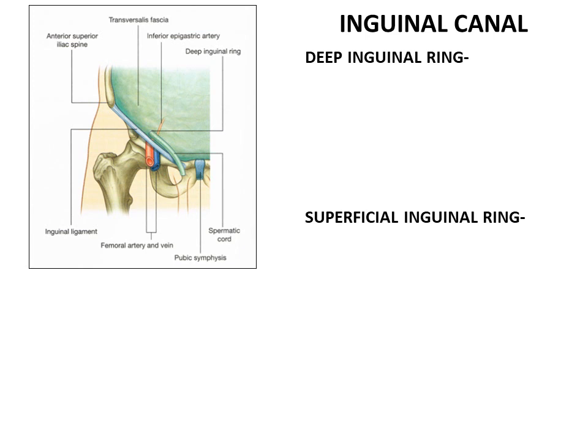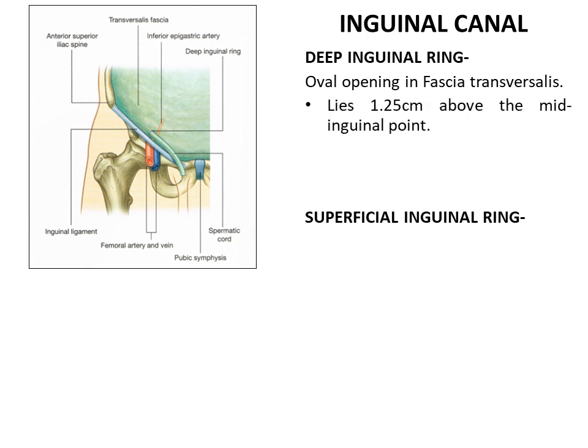The deep inguinal ring is an oval opening present in the fascia transversalis. It lies approximately 1.25 centimeters, that is half an inch, above the mid-inguinal point. It lies just lateral to the inferior epigastric artery, which is an important guide to the deep inguinal ring.